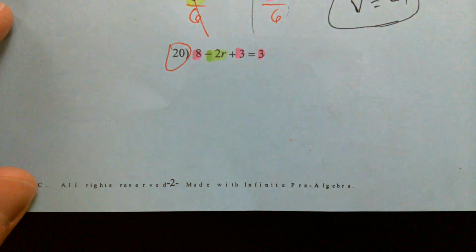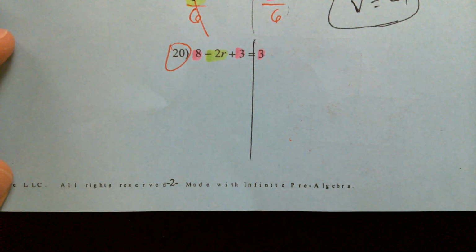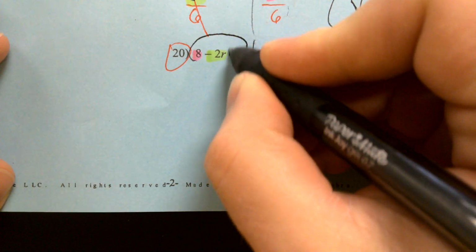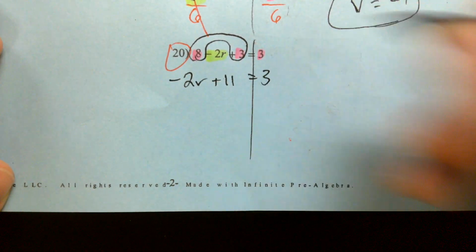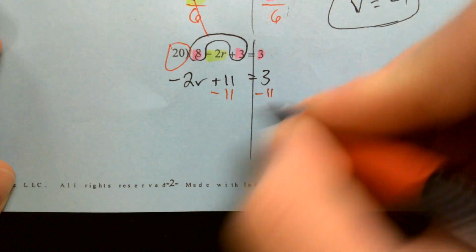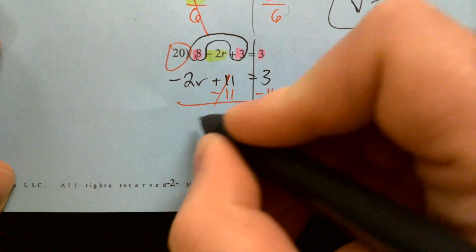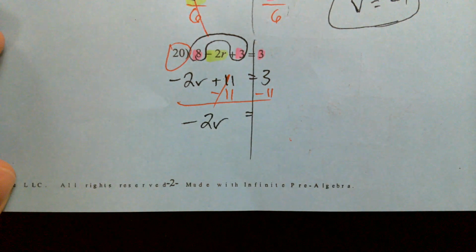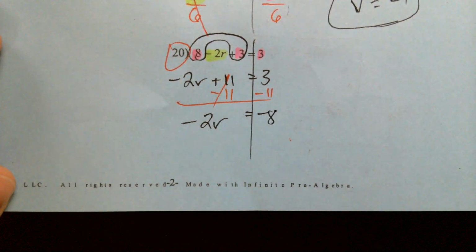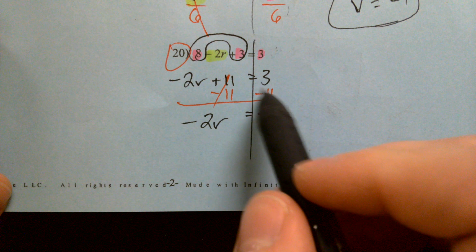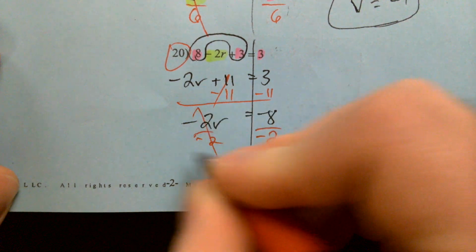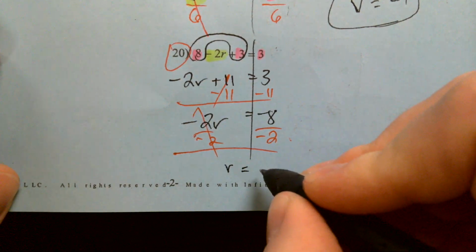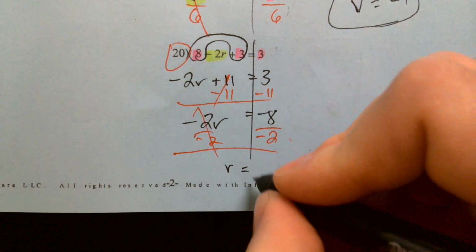20 is almost the same exact thing. My one variable term is -2r. We've got an 8, 3, and a 3. I want to combine these pink terms first to get 11. I'm going to subtract 11 from both sides to get, what is 3 minus 11? Close, very close. 8, but -8, right? Because we have 3 and take away 11, now we're in the negatives. Divide by -2 on both sides. R is equal to, what'd you get for number 20? Anybody? 4, that's right. Great job.